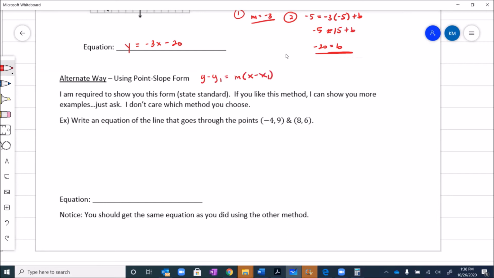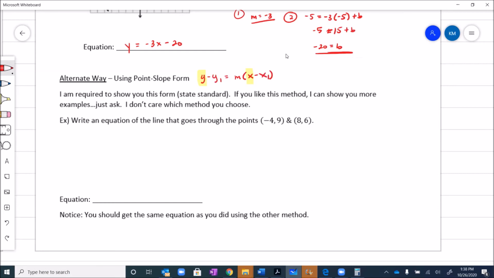In point slope form, y and x are variables just like before. m is our slope, and y1 and x1 are from the points, from whatever point we're using. So the difference here is that we really don't have to solve for b like we did before, but it'll eventually come that way when we solve for y. So let's just go through it.